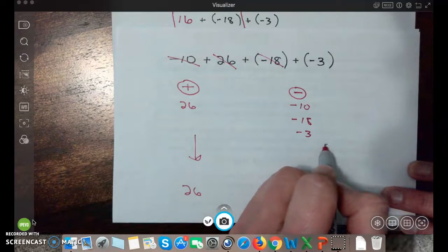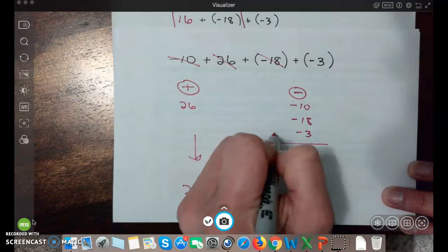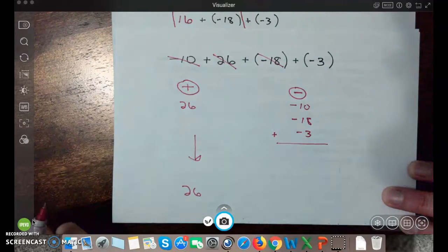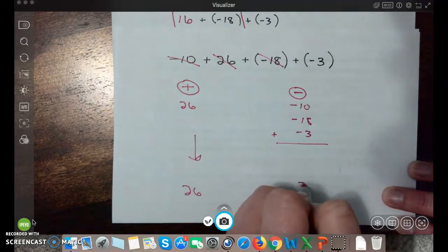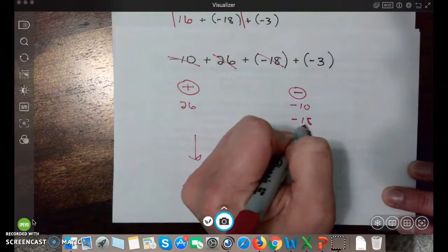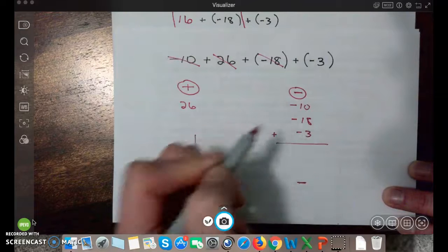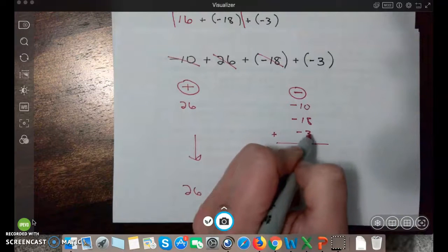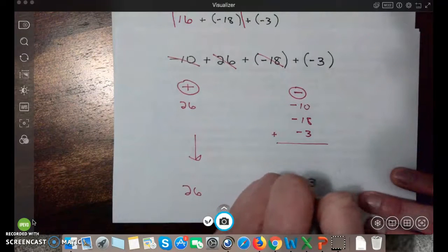So because these are all the same sign, I'm going to add these 3 numbers together, but I'm going to keep my answer negative. So I'm going to add 10 plus 18, that's 28. And then 28 plus 3, so 28, 29, 30, that's 31.